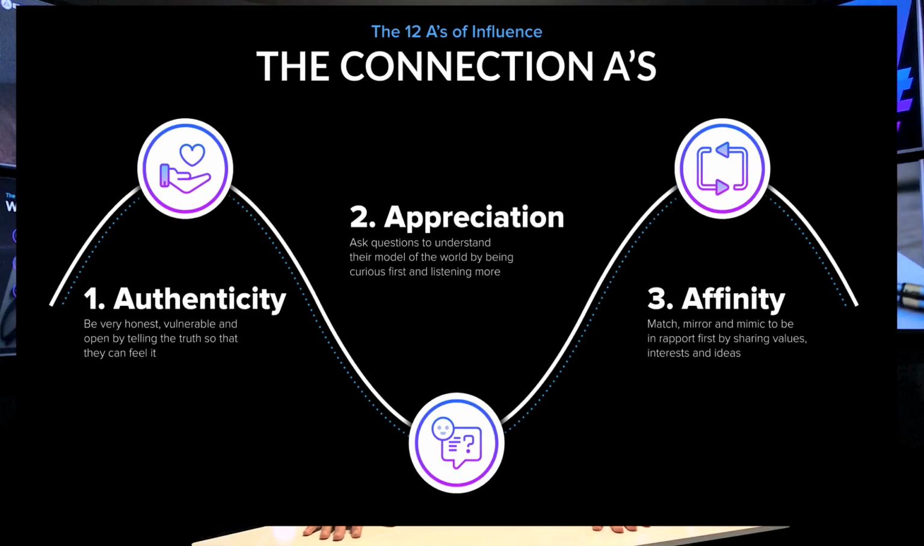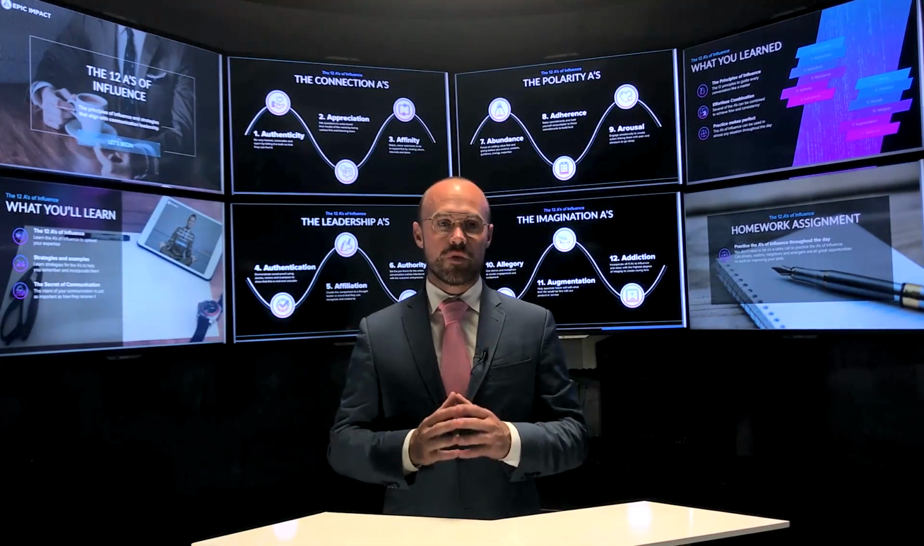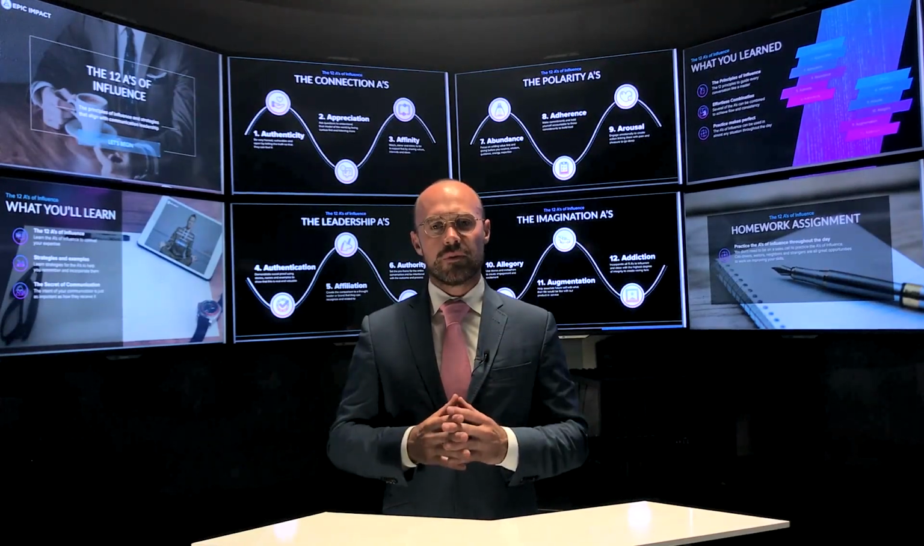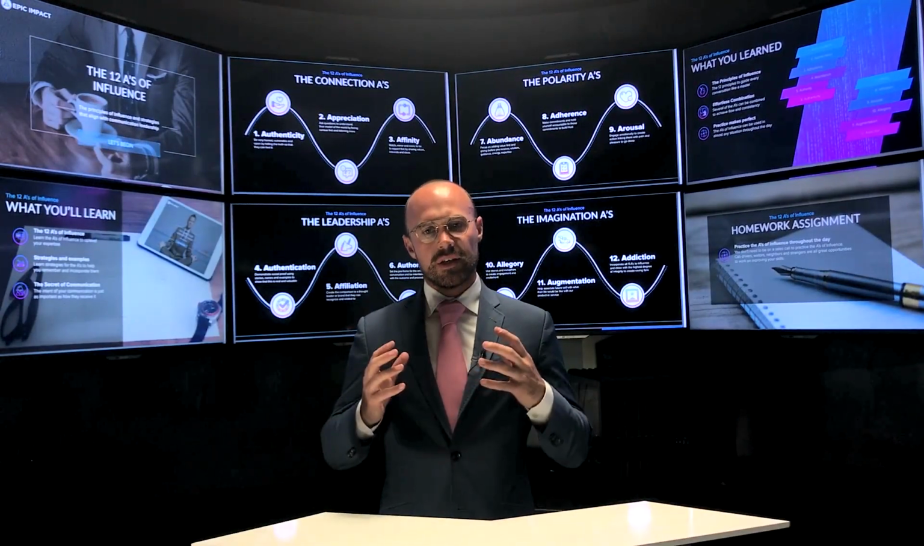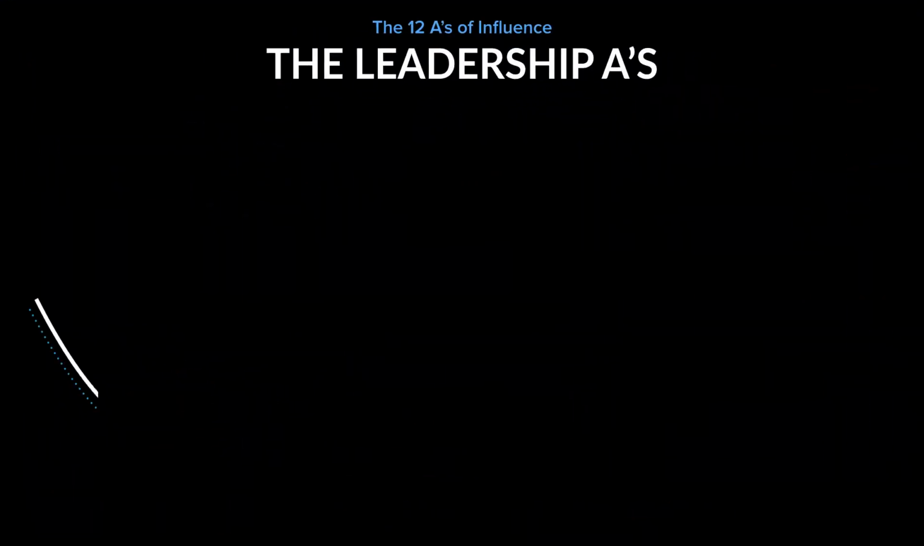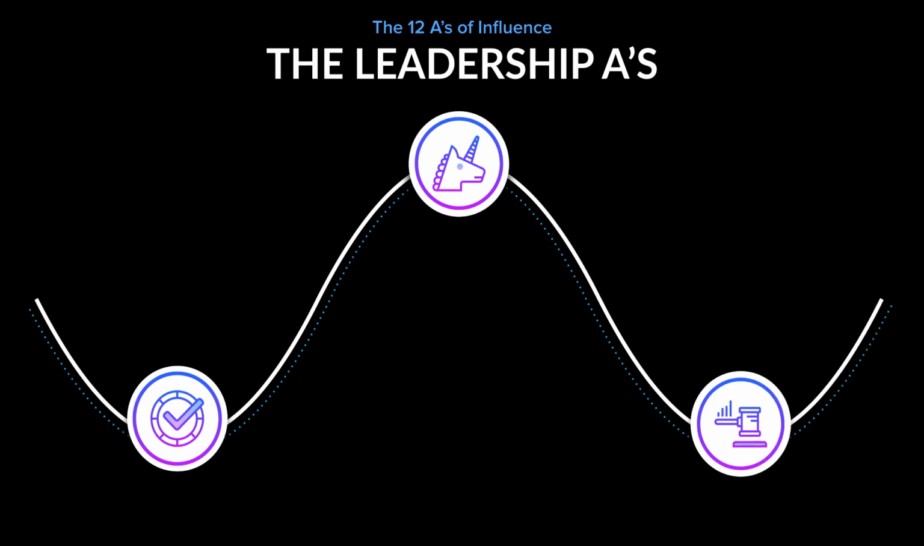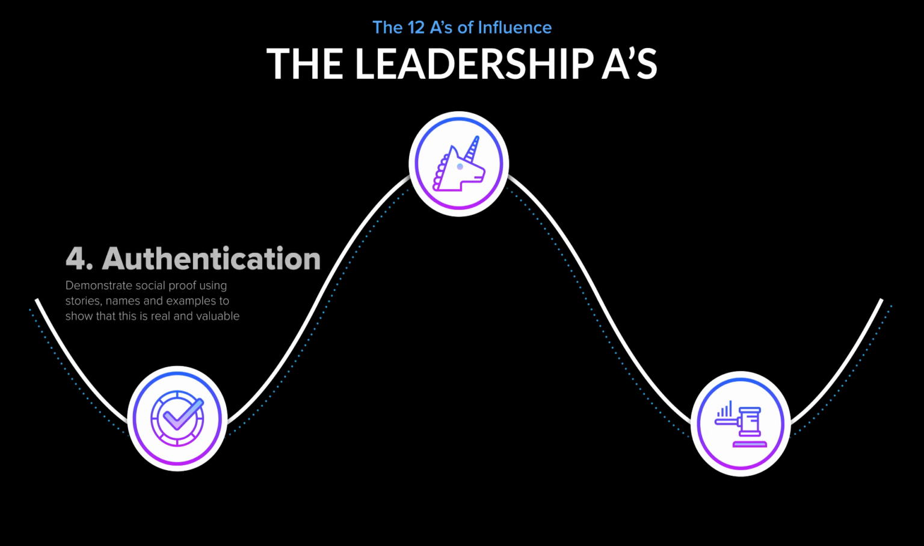The next 3 A's of influence are the leadership A's. The leadership A's are so important because what the world needs now more than ever is leadership, is leaders who are able to go out there and claim their authentic capacity to lead, to serve. People are hungry for this because there's so much uncertainty out there. So the first A under the leadership A's is authentication.